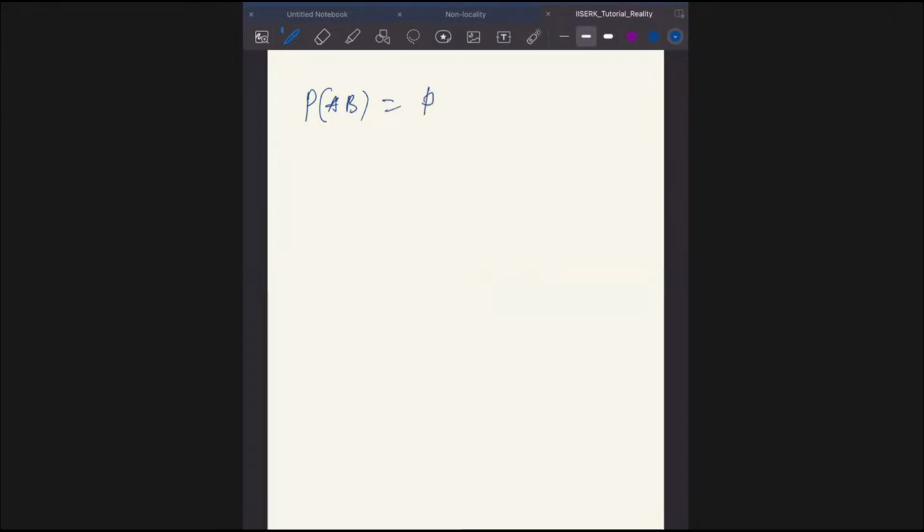But in normal probability, I can use this Bayes formula, right? So the probability of a joint event A and B is the probability of A and the probability of B given A, right? The product of these two terms. Is there any confusion?